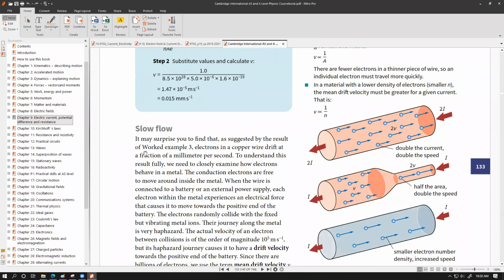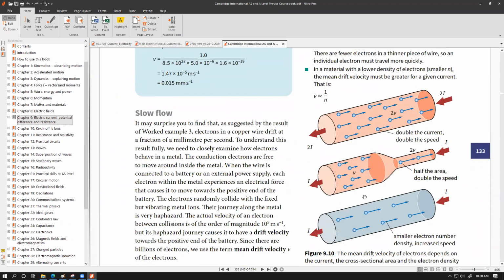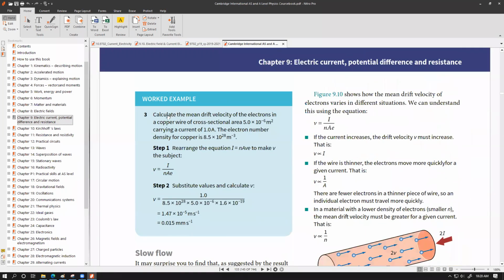This part, shown here as slow flow, is really important for you. Some significant MCQs come from this, including graphs as well. So let me discuss this part. It may surprise you to find that, as suggested by the result of worked example 3, electrons in a copper wire drift at a fraction of a millimeter per second. Calculate the mean drift velocity of electrons in a copper wire of this cross-sectional area in square meters carrying a current of 1.0 ampere. So if we have 1.0 ampere of current flowing through a copper wire, what should be the drift velocity?